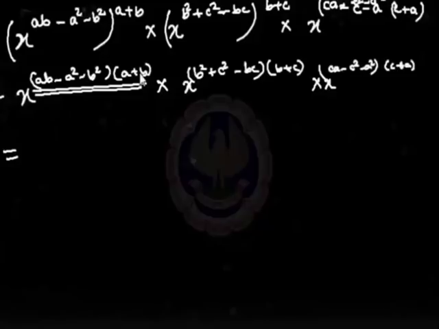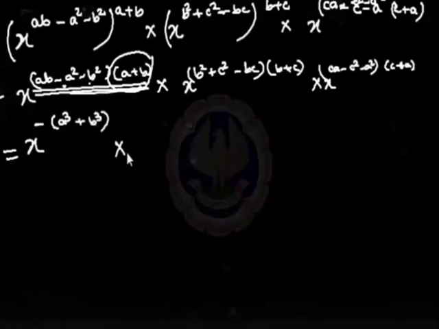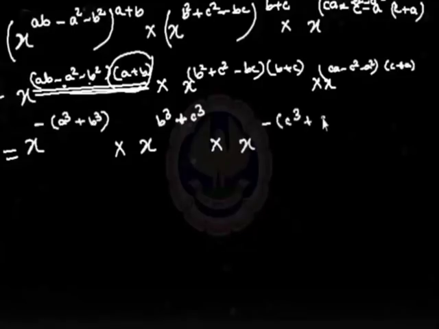If you remember, a cube plus b cube is equal to a plus b whole into a square plus b square minus ab. Seeing this, you can see that we have a plus b, we have a square plus b square, and if we take minus common, minus ab. So this formula can be applied. We can write this as x to the power, taking minus common, a cube plus b cube. Similarly, for this we don't need to take minus common. We have it in the simplest form, so this can be written as b cube plus c cube, into x to the power, again taking minus common here, minus c cube plus a cube.